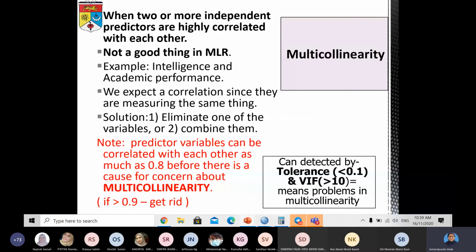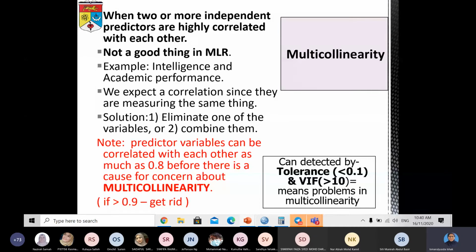Right, another one is multicollinearity. Okay, this is what I explained before. In multiple regression, the predictors should not be highly correlated with each other. Between all the predictors, it should not be highly correlated with each other. Okay, for example, to predict suicide.